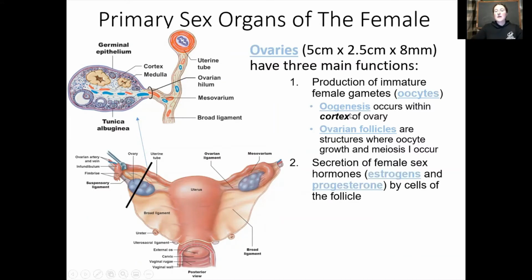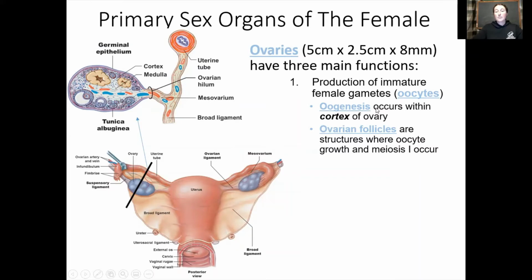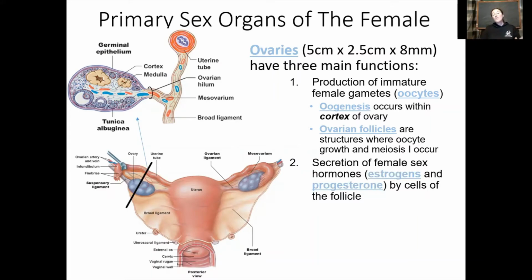Okay, and so we are going to actually break down the oogenesis into what is happening with the eggs and what is happening with the follicles. Both are critically important to understand in order to understand the female reproductive system. Okay. The ovaries, just like the testes, are also really important in making hormones. Okay. These organs are going to secrete female sex hormones. We are going to be talking most about estrogens and progesterone.